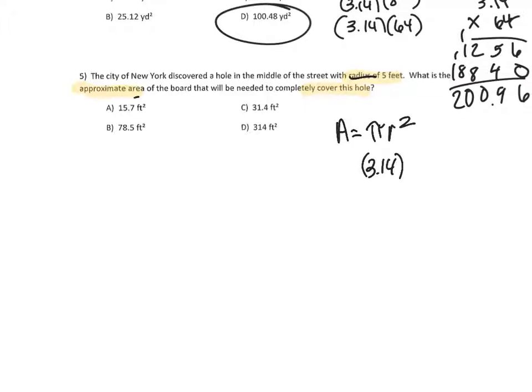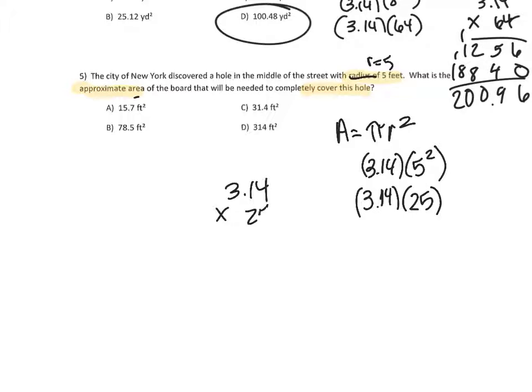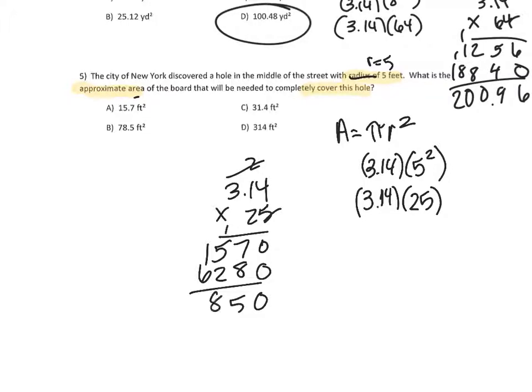I know that pi is 3.14, so I'm going to plug that in. They gave us our radius, which is good. So I'm going to plug 5 in. So 3.14 times 5 squared, which is going to be 25. 5 times 5, 25. So then 3.14 times 25. So 5 times 4 is 20. 5, 6, 7, 15, placeholder. 4 times 2 is 8. 2 times 1 is 2. 3 times 2 is 6. So 78.50. So B.